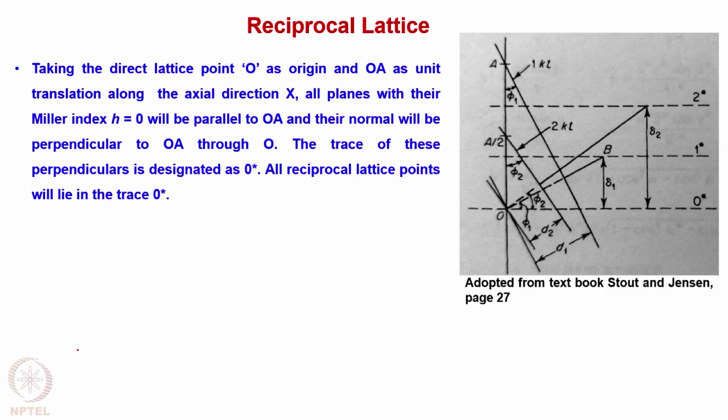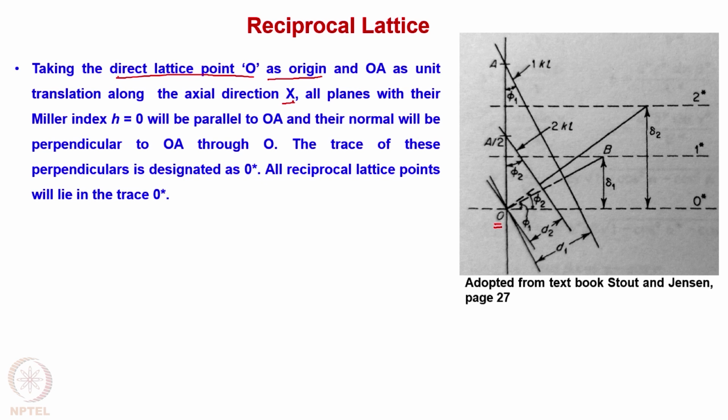So now let us consider the drawing here, once again adapted from Stout and Jensen's book, page number 27. Taking the direct lattice point O as the origin, and the distance OA as the unit translation along the axial direction x, all the lattice planes which have the Miller index 0 will be parallel to OA.